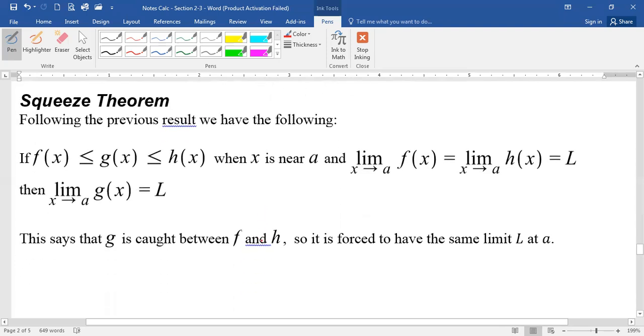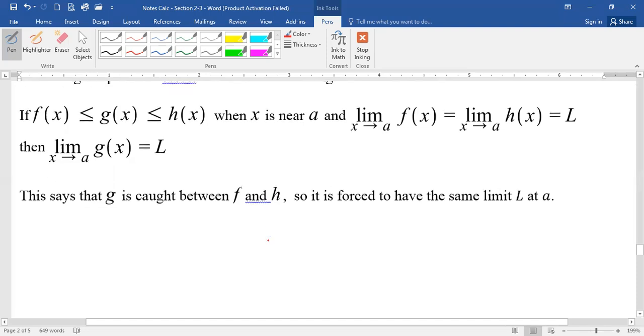Okay, and then we have what's called the squeeze theorem. This is saying that it's between, so it kind of follows from that. If I have a function between two other functions when x is near a, and the limit as x approaches a of f of x equals the limit as x approaches a of h of x equals L, then the limit as x approaches a of g of x is also going to be L. So if the outside two approach the same thing, the inside one's going to also. It's called the squeeze theorem.